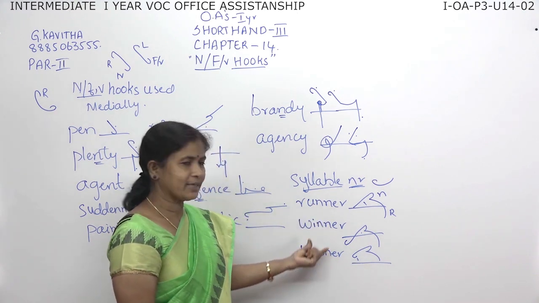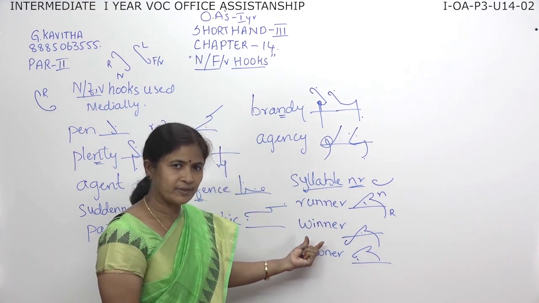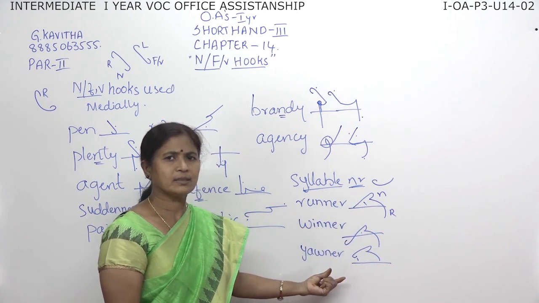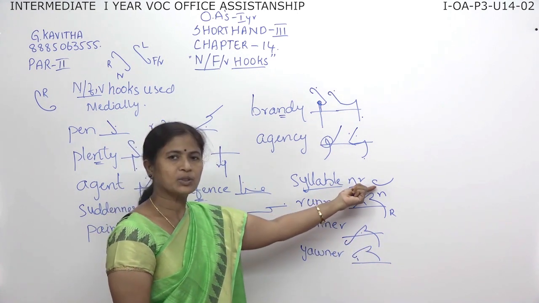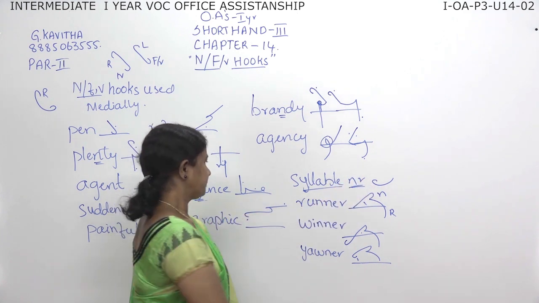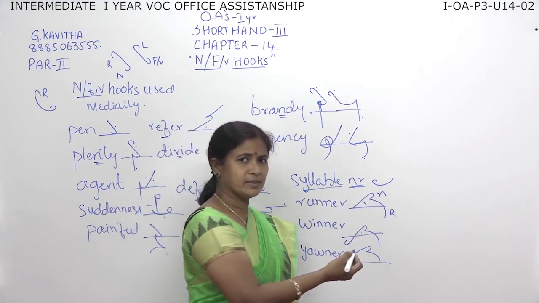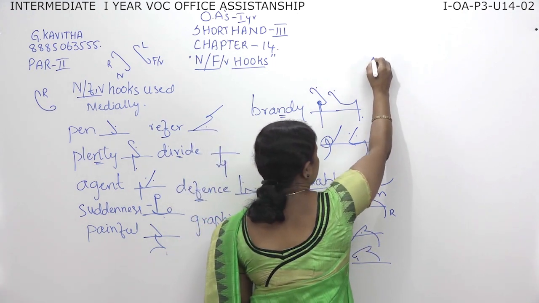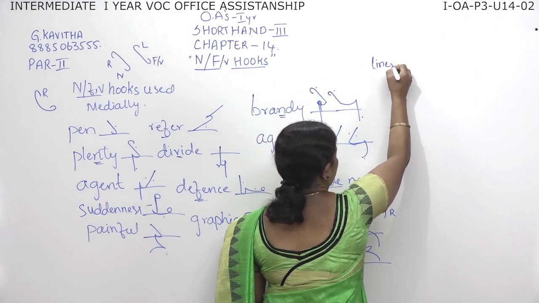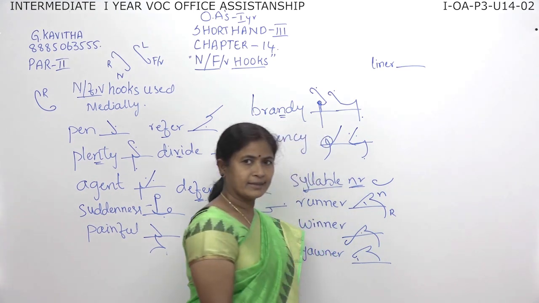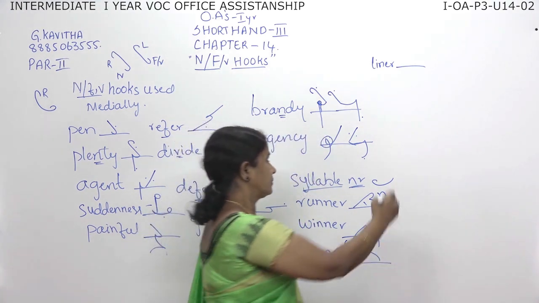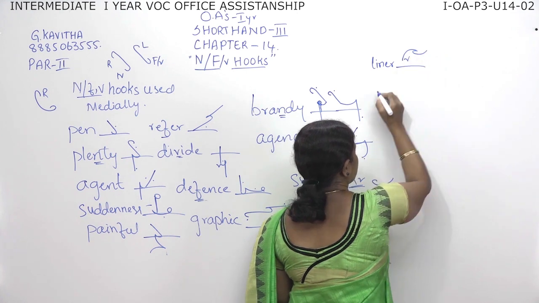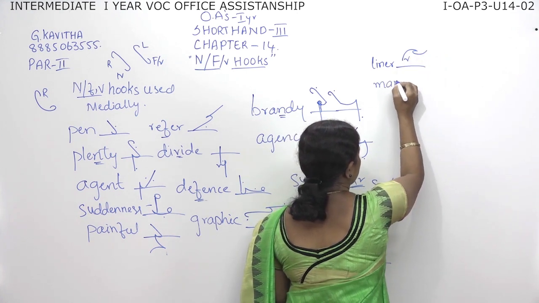Okay. After straight upstrokes, if we get the sound of ner, we write enok and downward r. In all other cases, we use this hooked form of ner. All other cases means any other words. Suppose liner. L is a curve stroke. Line and ner. Liner.